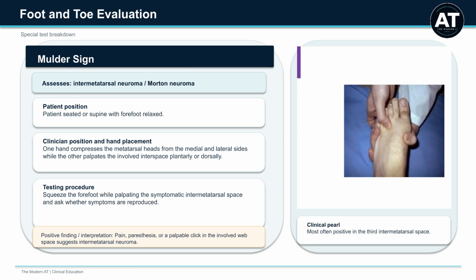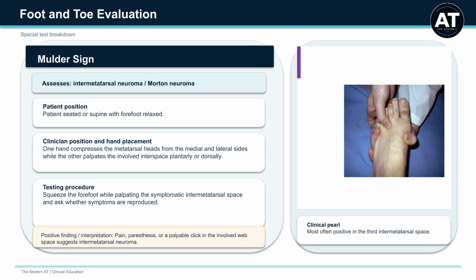Mulder sign assesses possible intermetatarsal neuroma, commonly Morton neuroma. Position the patient seated or supine with the forefoot relaxed. Compress the metatarsal heads from the medial and lateral sides while palpating the involved intermetatarsal space from the plantar or dorsal side. Ask whether the maneuver reproduces pain, numbness, tingling, or a pebble-like sensation.